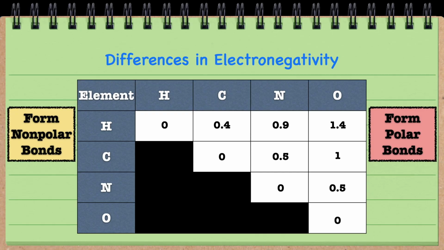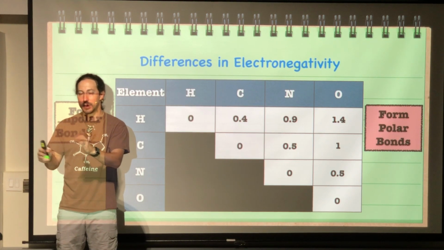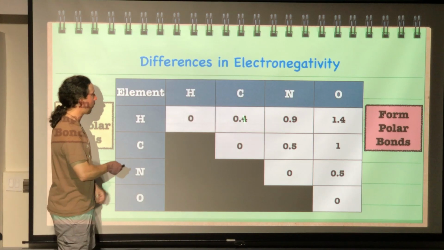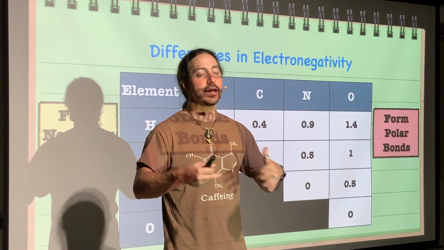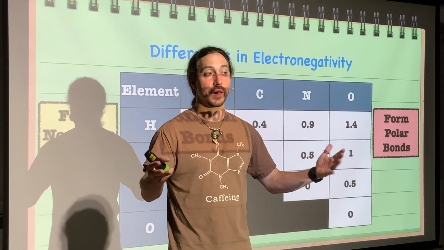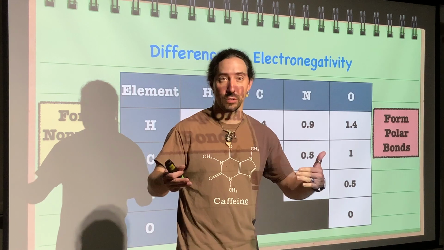And what's important here is that at some point in time, chemists had to come up with a category to say where the cutoff was on what makes a polar bond and what doesn't make a polar bond. And that value is 0.4. Anything 0.4 or less is nonpolar. Anything greater than 0.4 is polar.